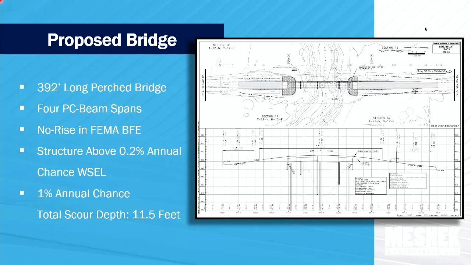We are also able to achieve that no-rise scenario in BFEs when comparing the proposed bridge back to the existing bridge scenarios in our hydraulic model. And then we were also able to determine the total depth of scour of 11.5 feet for the 1% annual chance.